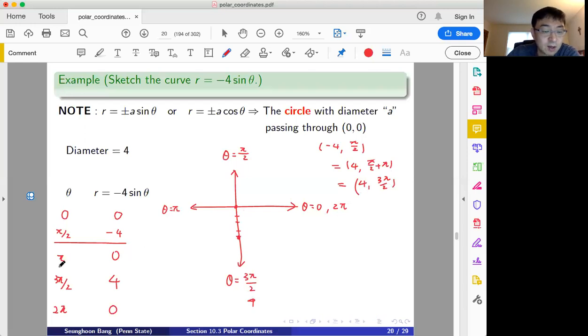This point. Pi, 0, length 0. Again, origin. 3 pi over 2 is 4. We have the same. The 2 pi is like 0. You can connect these points by using a circle. That's it. This is the idea for sketching the graph, only using a table.